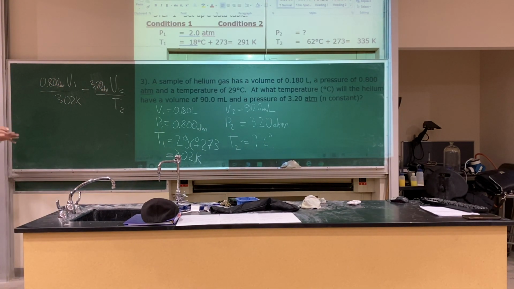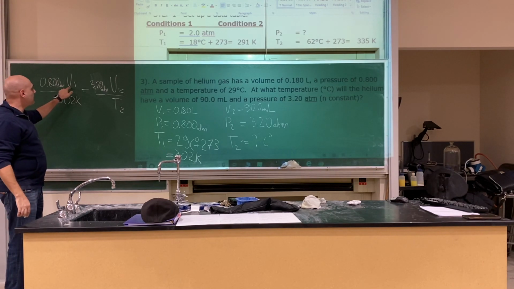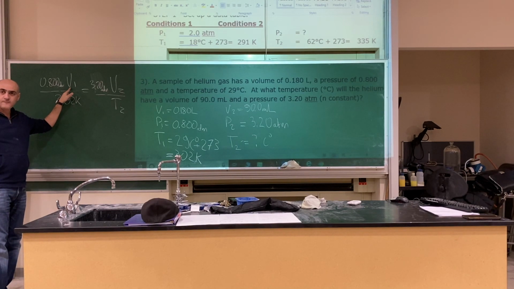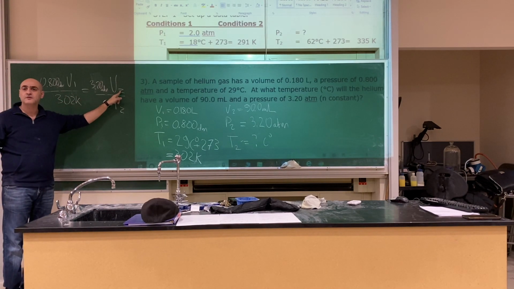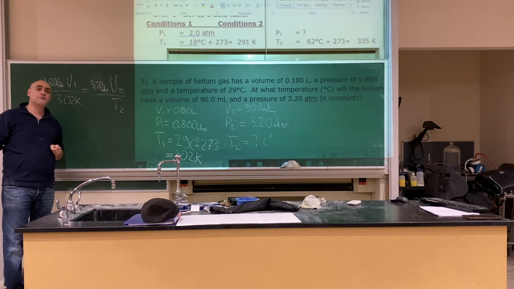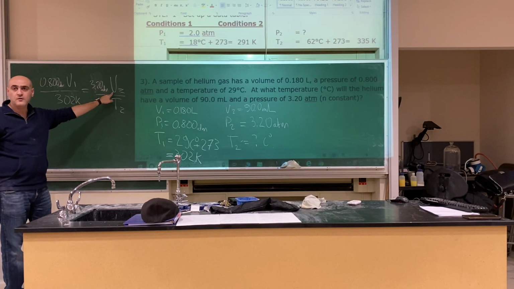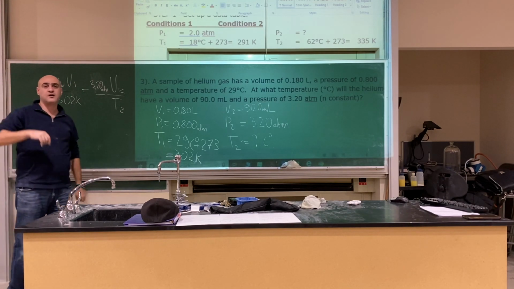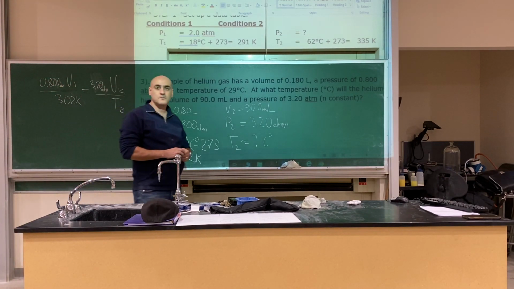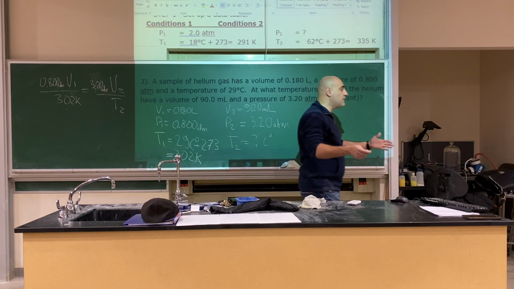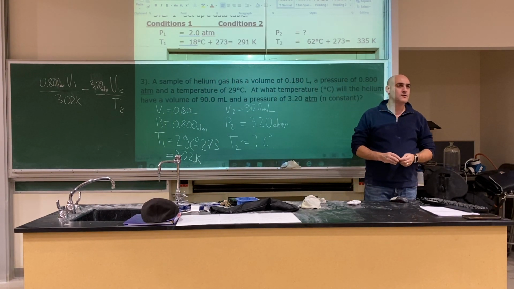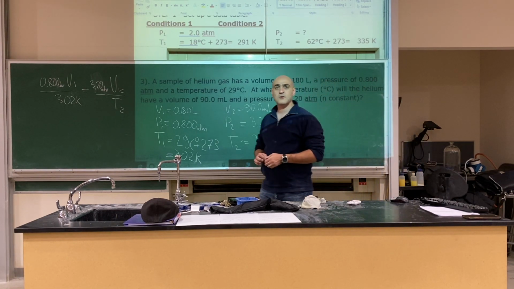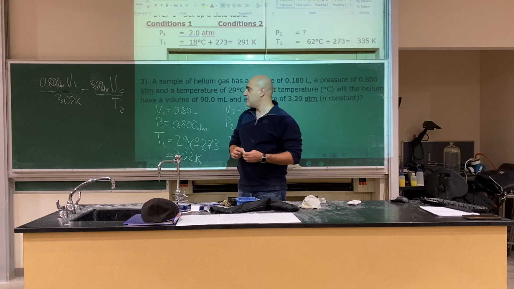And then I got the volume to plug in, and if I decide to plug in liters for V1, then my V2 has to be in liters. If you decide to plug in milliliters for V2, then your V1 has to be also in milliliters. That's another mistake I was seeing when I was going around. Now, did you make that mistake? Let's correct it. That's the whole idea. You give this a try, and then we check, and we have a conversation about this. Right? That's the whole idea for this type of problem.